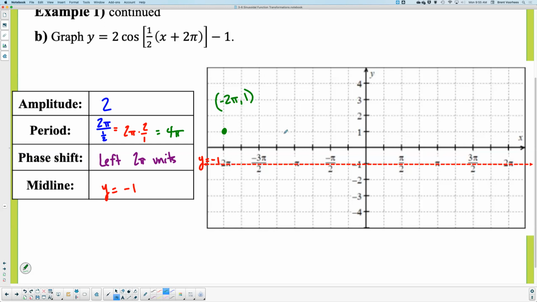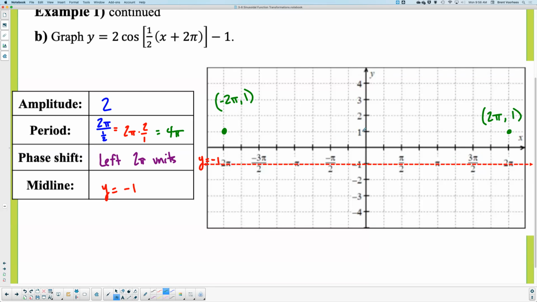Now, how long will it take for this cosine function to repeat its values? 4 pi units from this spot. So what's negative 2 pi plus 4 pi? Once we get here, we will have completed a period. So that's how long it'll take.